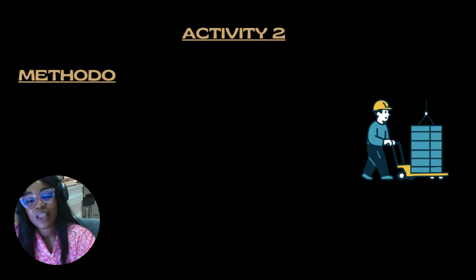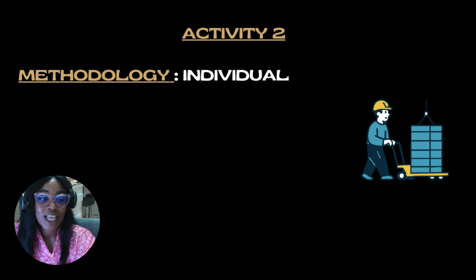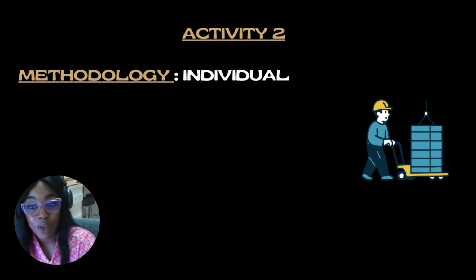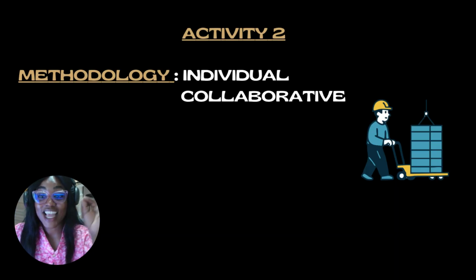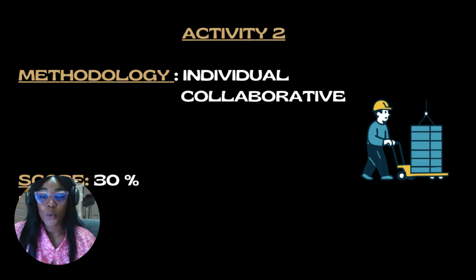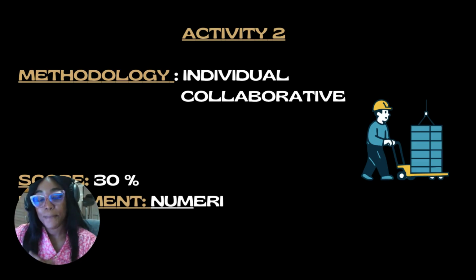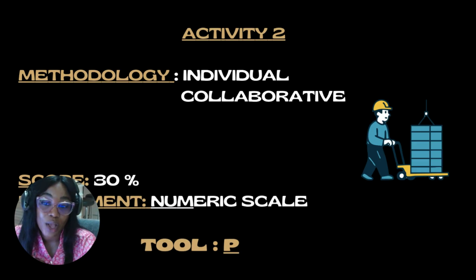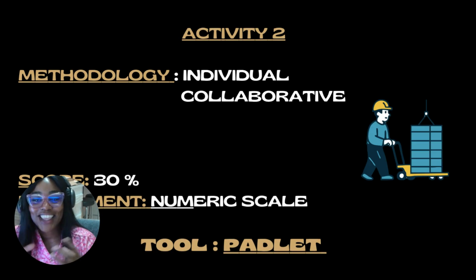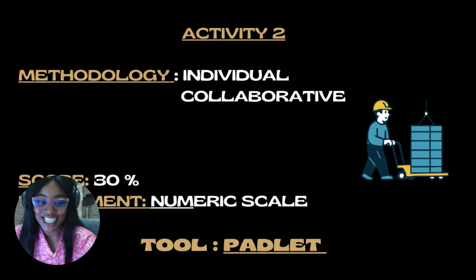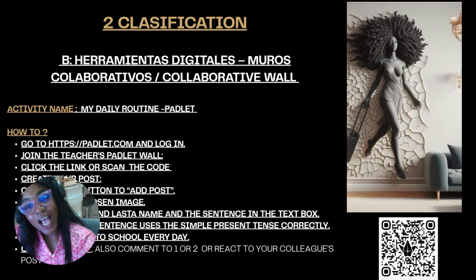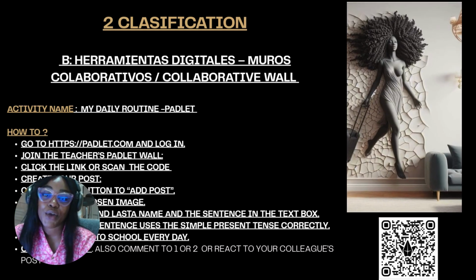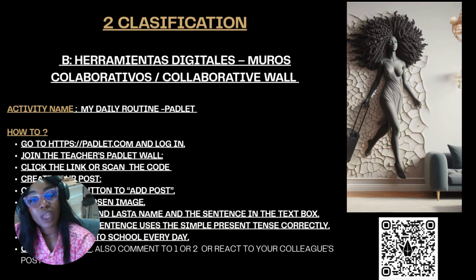So now we have the second activity, which is individual as well as collaborative. What does collaborative mean? It means that each student will work on one big page that will be created by one of our teachers, and they will add information there. The tool that we're going to be using is called Padlet, all right? And the activities are right here on this board.